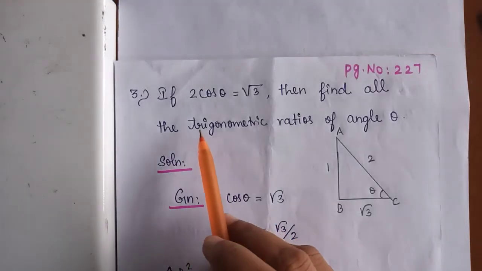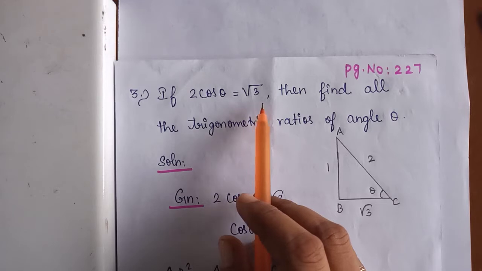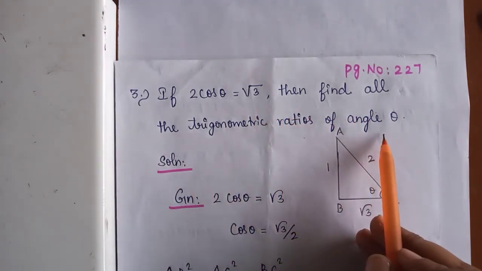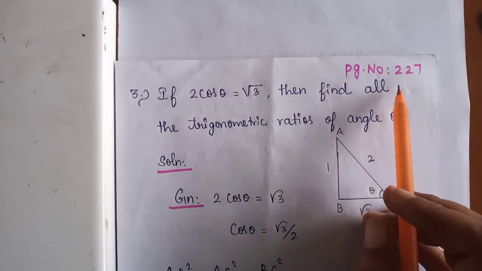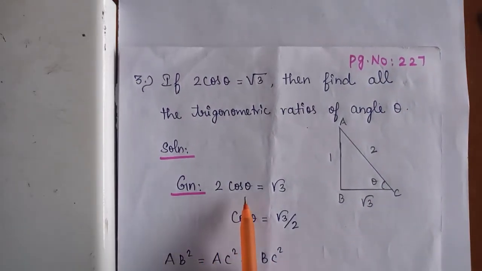Problem number 3 in exercise 6.1. If 2 cos theta is equal to root 3, then find all the trigonometric ratios of angle theta. The problem belongs to page number 227. So solution, given 2 cos theta is equal to root 3, cos theta is equal to root 3 by 2.